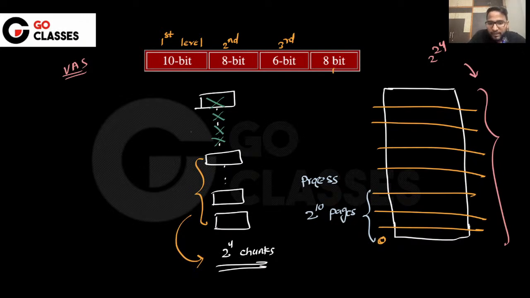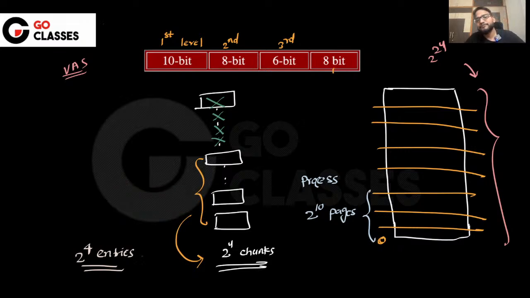Now tell me, in the next level, this is the third level, how many entries are useful? Here 2 power 10 pages were useful, that means 2 power 10 entries were useful, which I translated to chunks. Now how many entries are useful here? 2 power 4 entries, because each chunk is just one entry. Each entry will be pointing to one chunk.